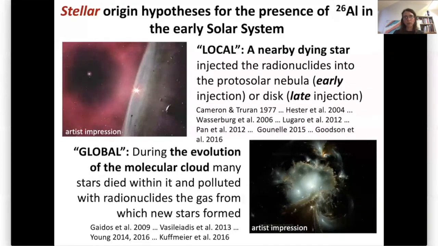So, which would be a bit more natural, possibly, because it would imply that the evolution of the gas in the galaxy or in the cloud in general was enriched in the aluminum-26. So maybe you don't need a special event, a special case for the solar system. So these are the stellar origin hypotheses that I will mention here and explain in a bit more detail.